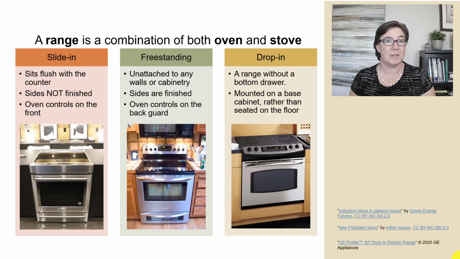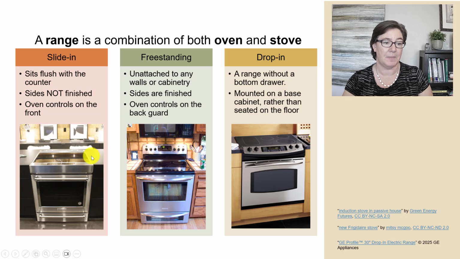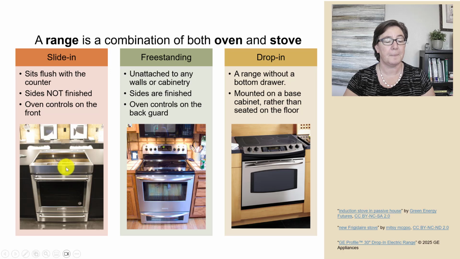Let's look at the ranges first. We've got 3 different types based on how they are installed. So starting with the left, we have a slide-in range, right? This one will sit flush with the counter. The sides of the appliance are not finished, and we're talking about the sides that are back kind of in here, hidden by the cabinets, right? And the range controls for a slide-in range are typically right here on the front. Okay.